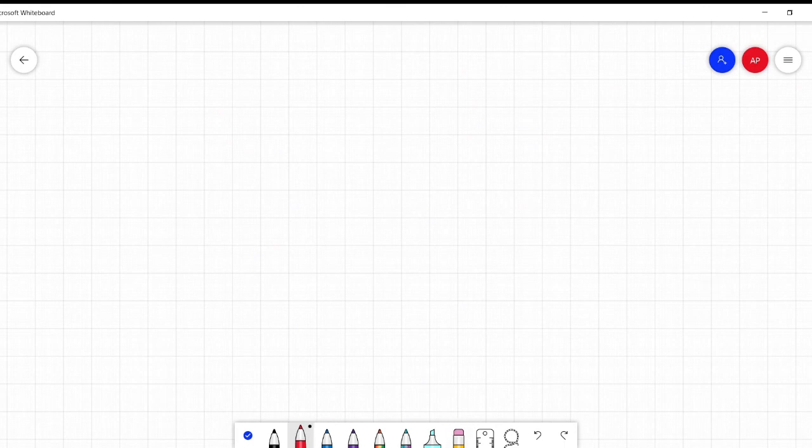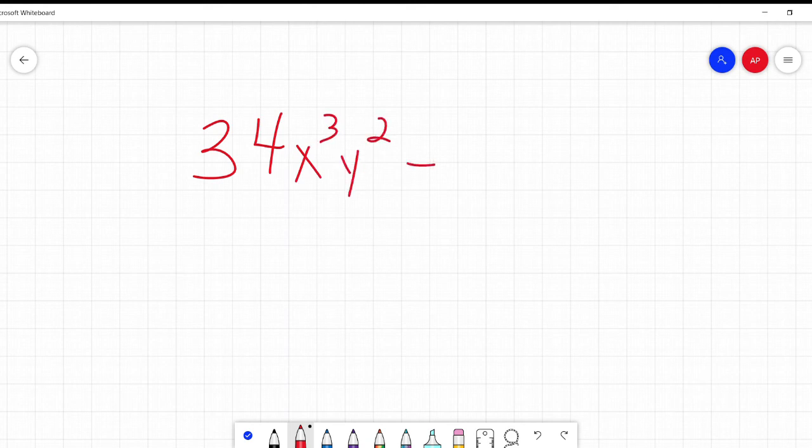Okay, so here's a couple of examples. I'm going to go through these a little more quickly. So let's say I have 34x cubed y squared minus 2xy to the 5th. Okay, what can I take out of both of those?